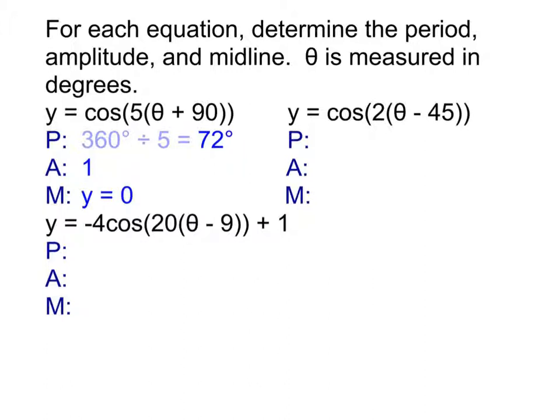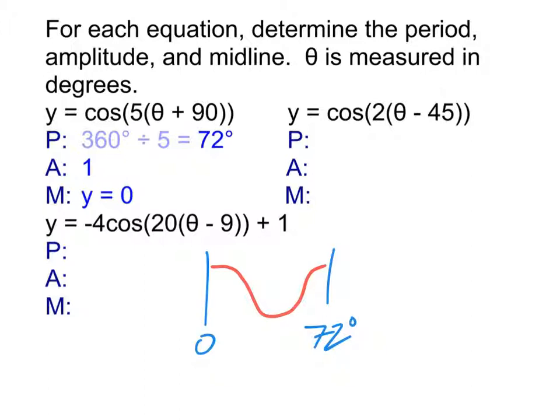So to get these answers here, for the period, remember the period is determined by whatever is multiplied by x or theta. In this case, it's the 5. That means it's completing 5 full cycles within the normal 360 degrees. So I do 360 divided by 5, and that gives us a period of 72 degrees. So in other words, if I'm looking at one full cycle of my graph from top back to the top again, it's going from 0 over to 72 in order to complete that whole thing.